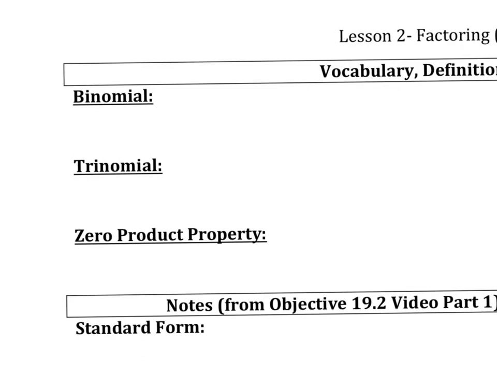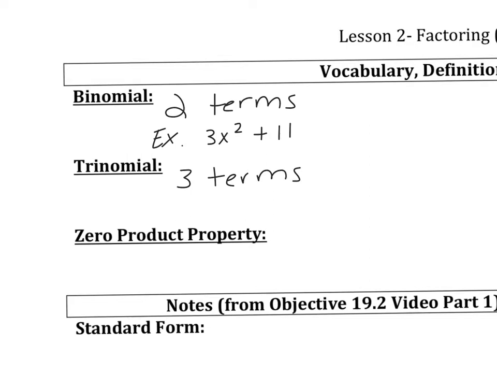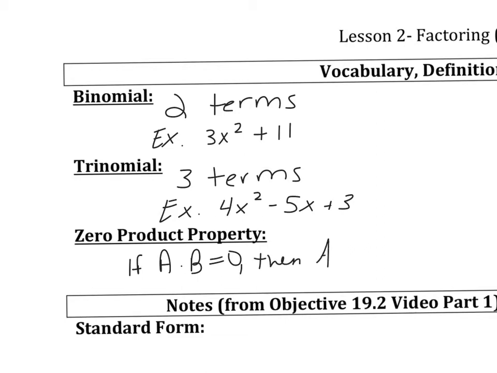So we need to know that binomial means that we have two terms, so two pieces basically. An example would be 3x squared plus 11. There's two terms. A trinomial is three terms. So for example, 4x squared minus 5x plus 3. And then the zero product property would be if a times b equals 0, then a equals 0 or b equals 0.